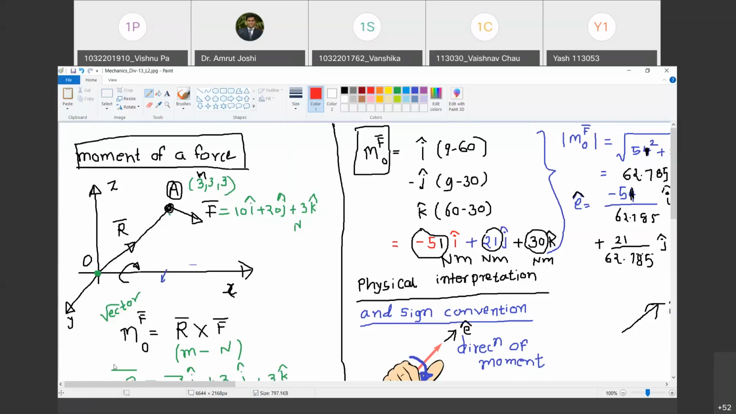So put your right hand thumb directed along the positive y direction. The curved fingers would indicate the direction of 21 Newton meter. So what is going to be the direction? Tell me. It is going to be in this fashion. Do you agree with me? Positive y direction. This is the direction which I have shown in red. Correct.